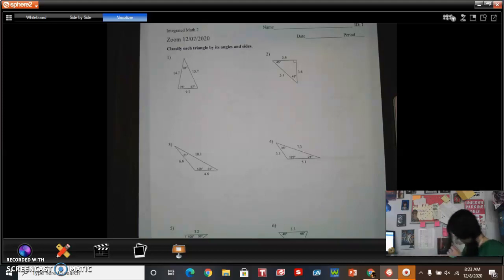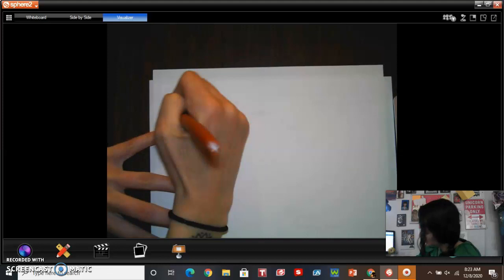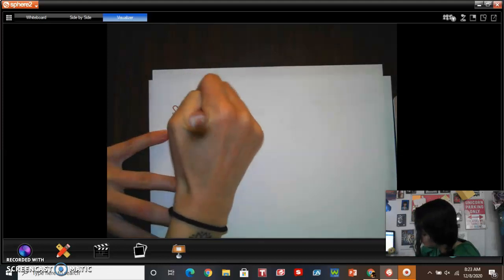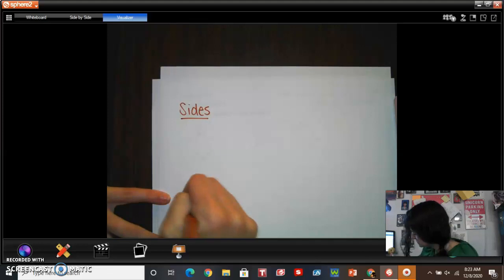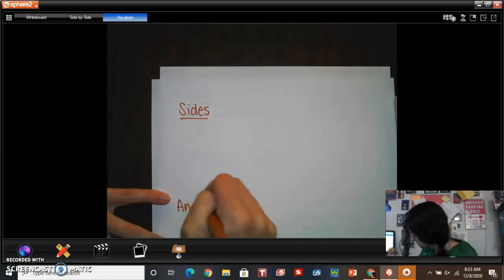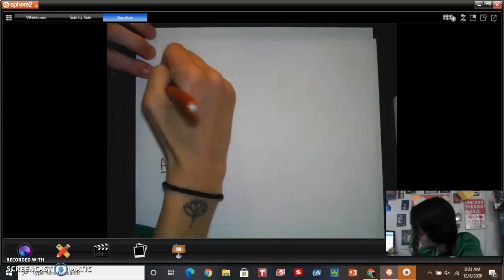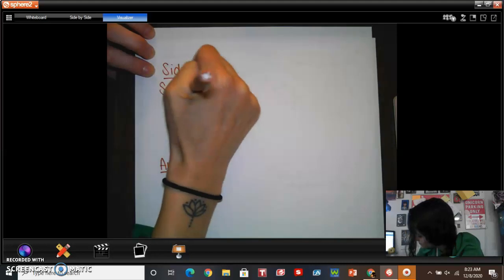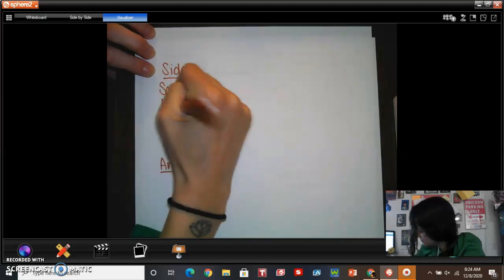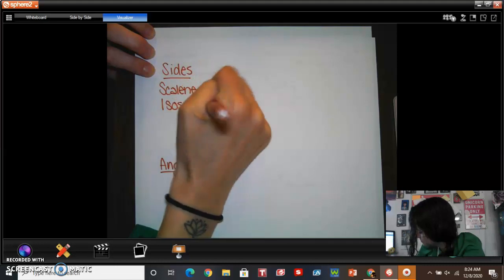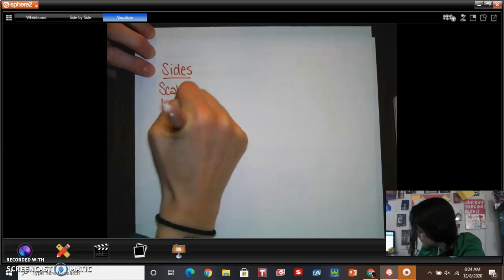Let me get just a plain sheet of paper, so we can review those. So there are two ways to classify a triangle. You can classify by its sides, and you can classify it by its angles. Okay, so for the side classifications, there are three. There is scalene, there is isosceles, and there is equilateral.